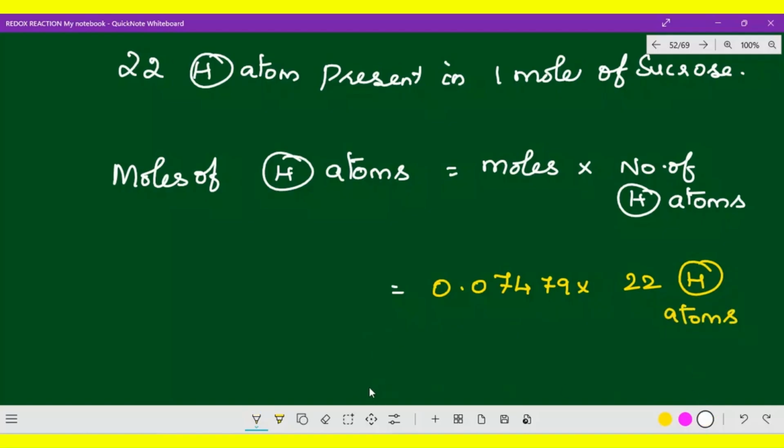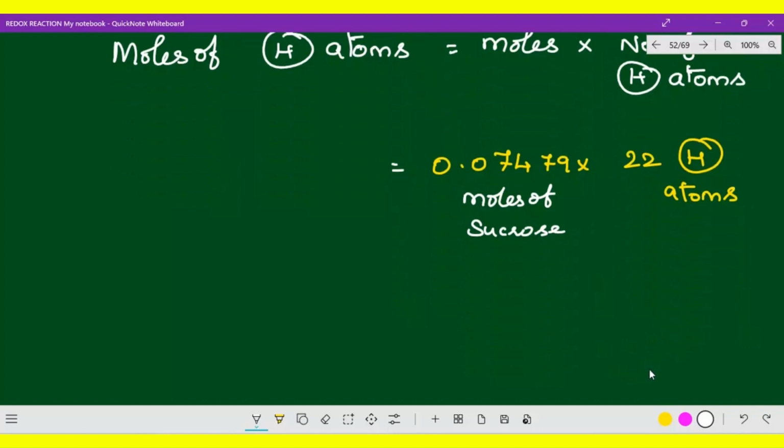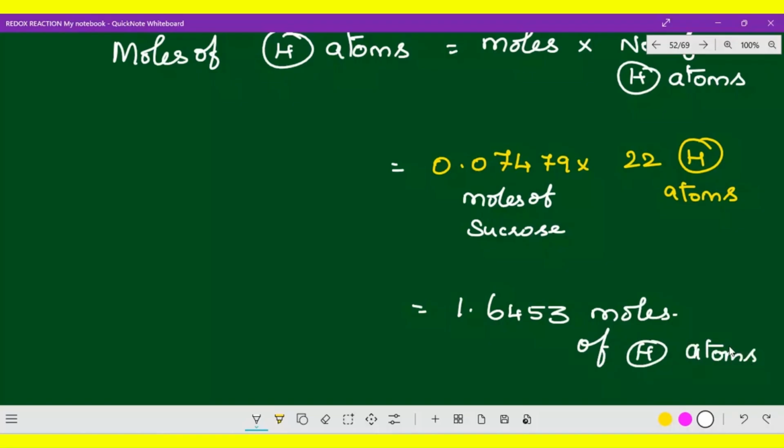How much will you get as the answer? Here, moles of sucrose, I just mentioned, and hydrogen atoms. So you will get 1.6453 moles of hydrogen atoms. Right, you got it.